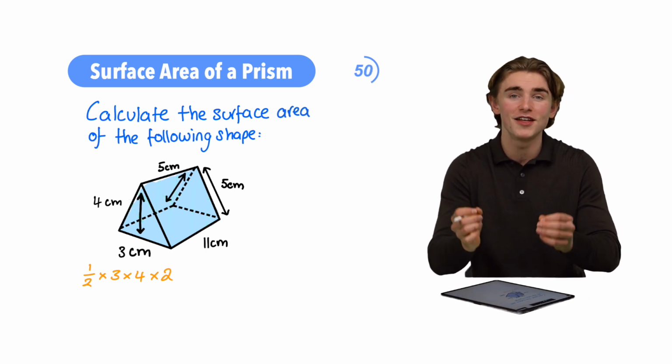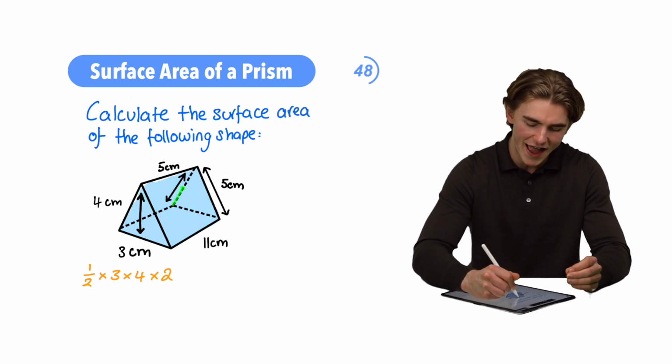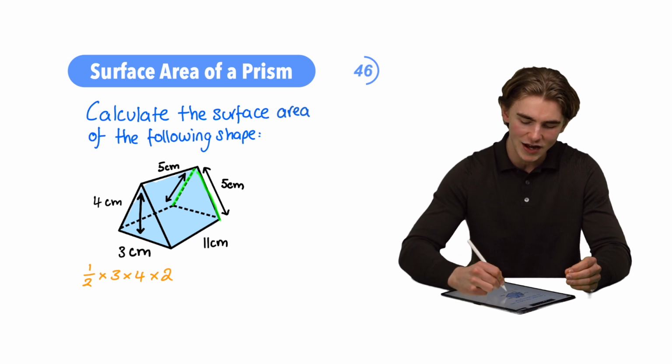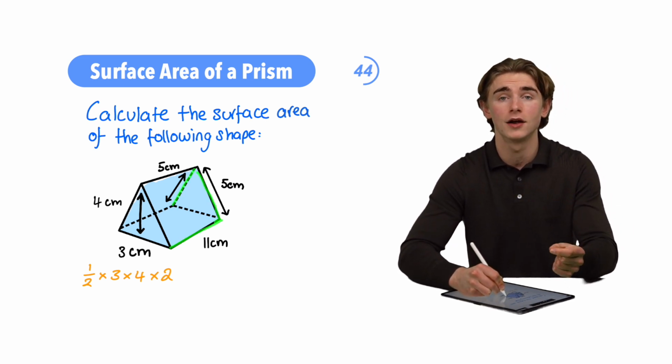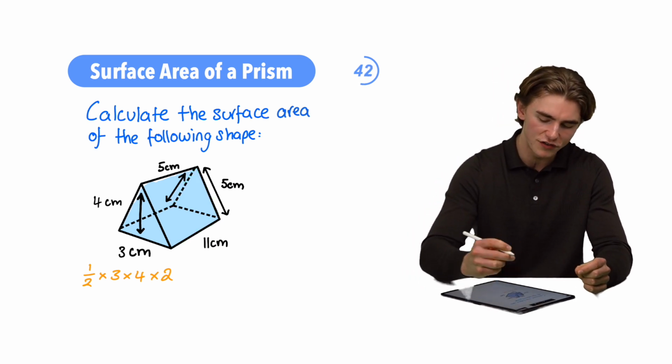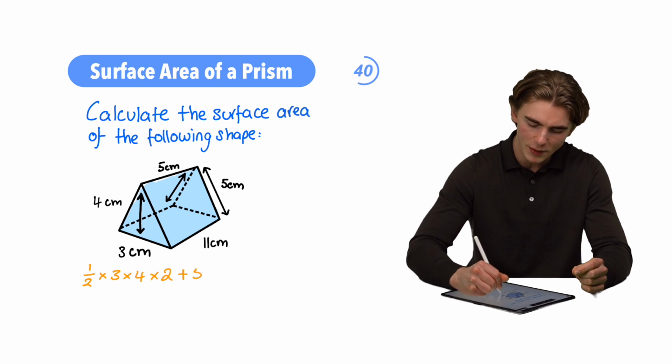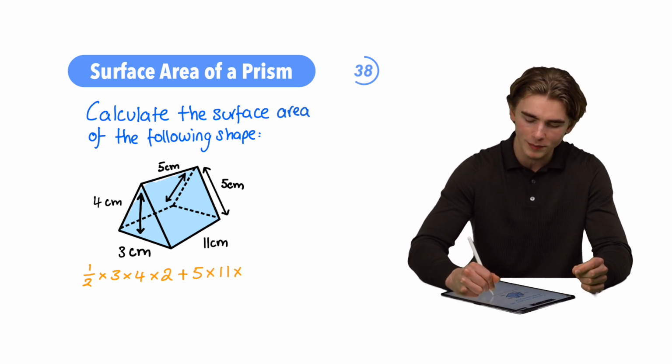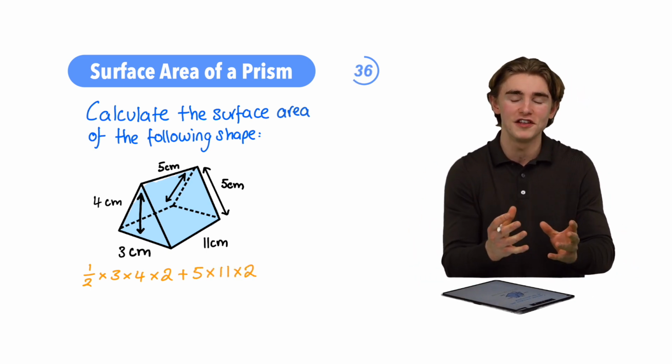Now, we can see that both of these faces have this diagonal length of 5 centimeters and a width of 11, and both of them are rectangles. So to calculate the area of each of them, we can do 5 times by 11, and then we're going to multiply that by 2 because we have two of these rectangular faces.